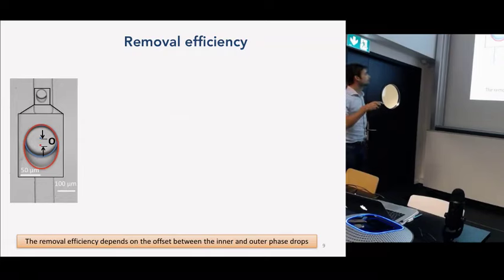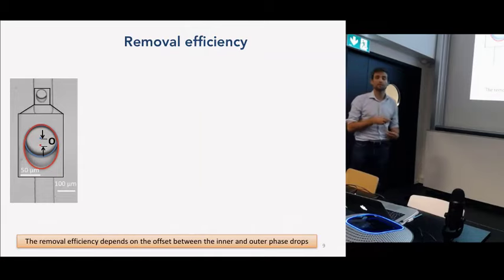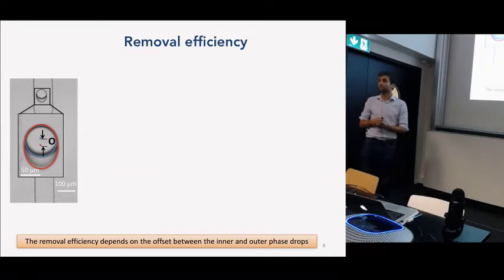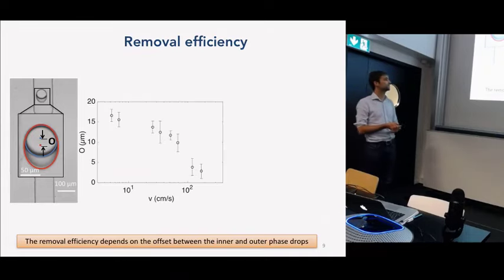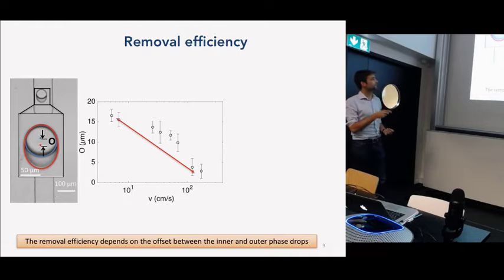And you have the inner core here that has a center, and the outer double emulsion that has another center. And this difference of the centers will give us the offset. And we measure this offset as a function of the speed. And this is what we find. So as you increase the speed, this offset is going to decrease.